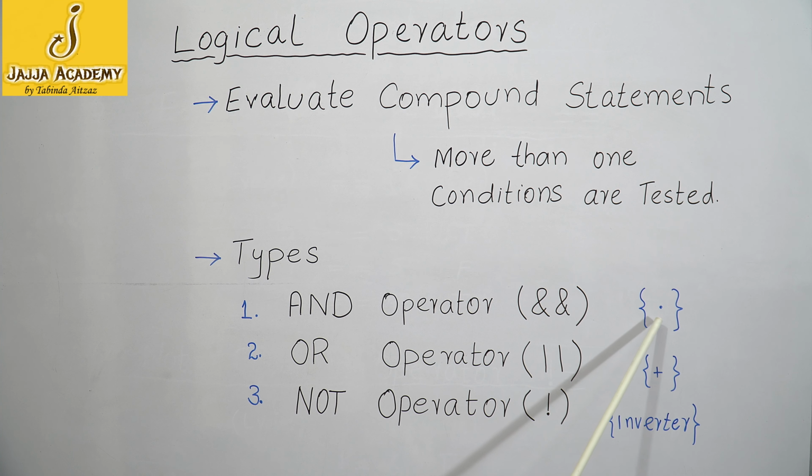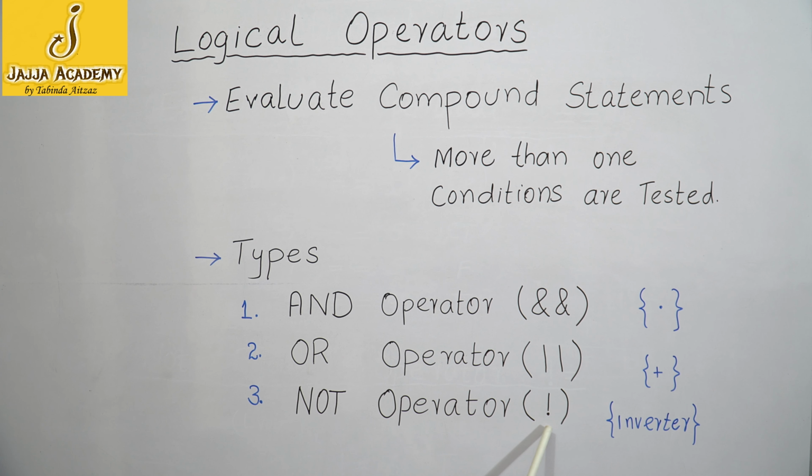In the AND operator, we perform product operation, dot operation. I'll tell you its detail. Number two is OR operator. OR operator is represented by double vertical bars, and plus operation is performed in OR operator. The third logical operator is NOT operator, which is represented by exclamation sign. It is also known as inverter operator.